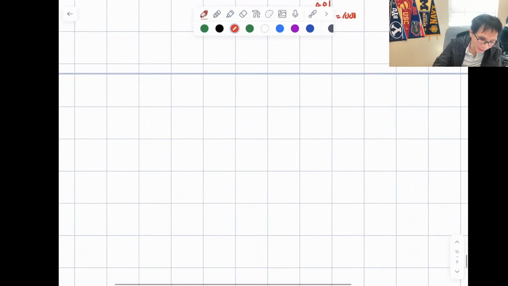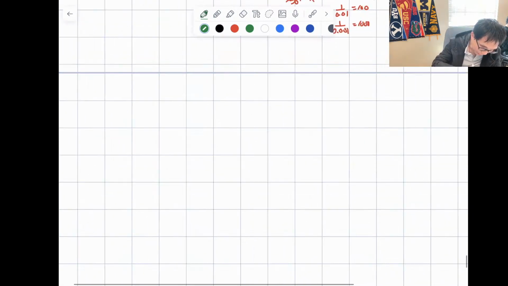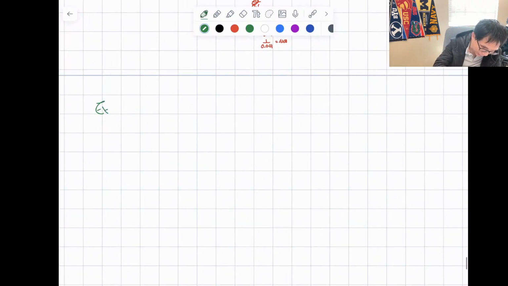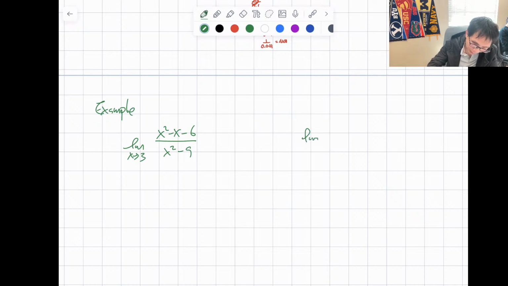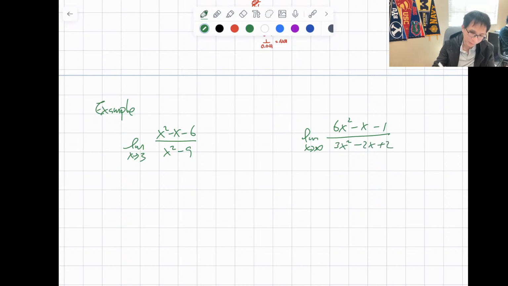So today I didn't actually start with a question. I started with two questions. I asked students, hey, can you find me this example: limit as x approaches 3 of x squared minus x minus 6 over x squared minus 9. That's the first situation. The limit as x approaches infinity of 6x squared minus x minus 1 over 3x squared minus 2x plus 3 minus 2.